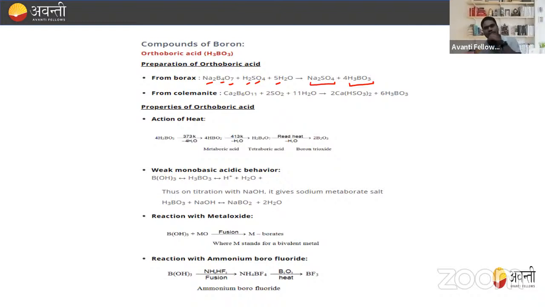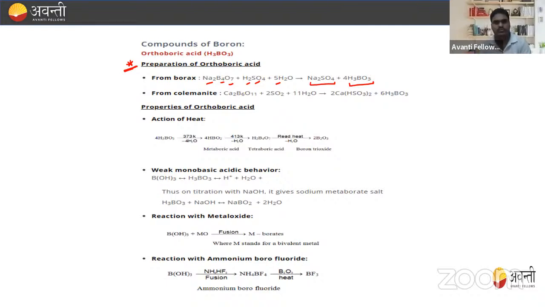The first method is borax. Always remember the formula for borax, that is Na2B4O7. And how will you prepare orthoboric acid from this? By treating borax with H2SO4 and water. Now, how will you prepare it from colemanite? Colemanite has the formula Ca2B6O11. When treated with SO2 and water, it will produce orthoboric acid, right? So you must remember these two process names: from borax and from colemanite. These are the two methods by which you prepare orthoboric acid.